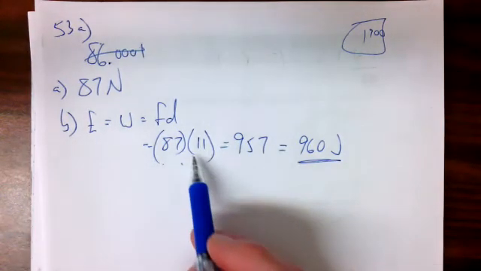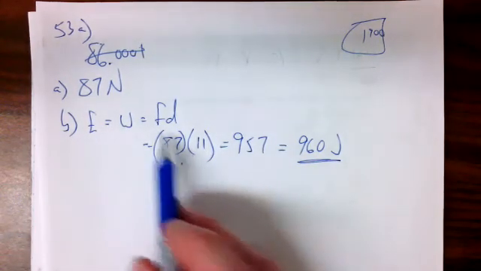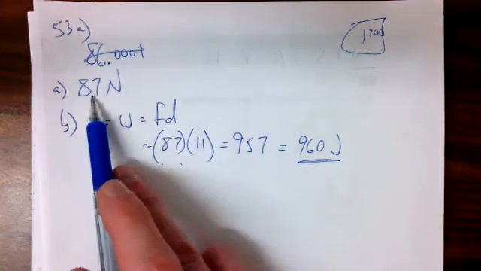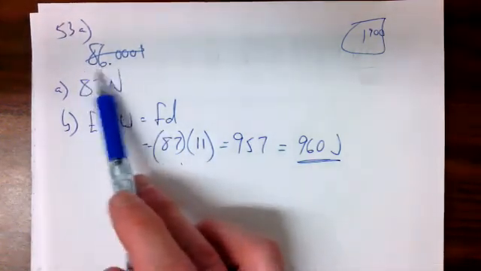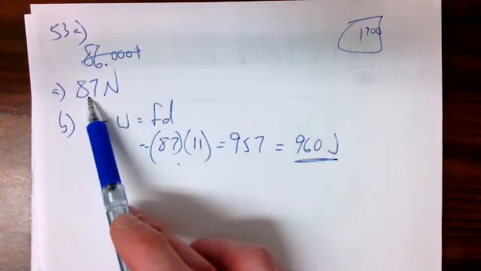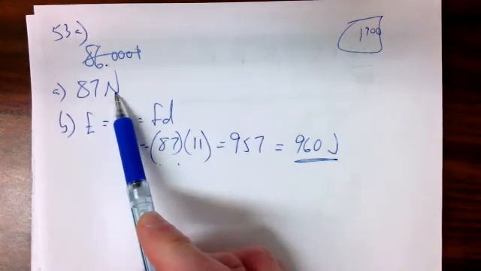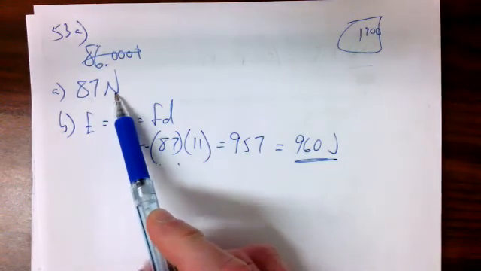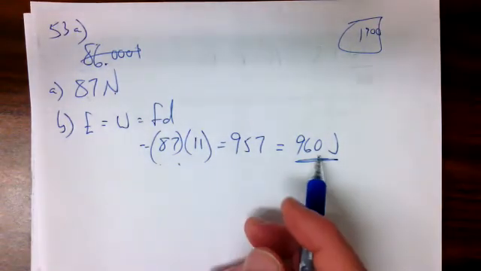Because what I was going to say is, if we were talking net force, like if it says that there's 86 newtons of friction, if he applies 87, then the net force is 1 newton. So the net force would be 1 times 11.